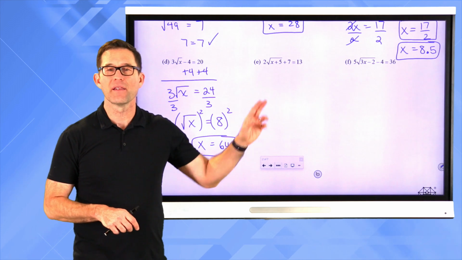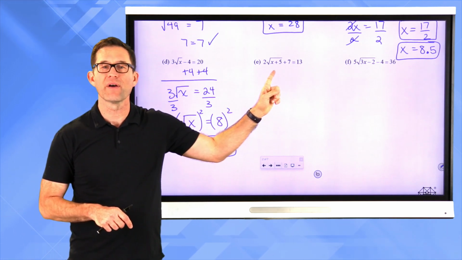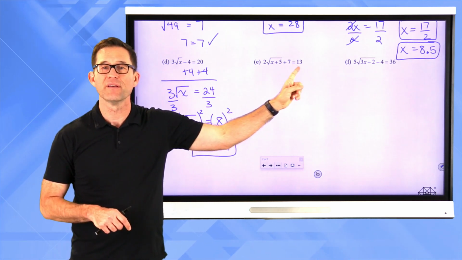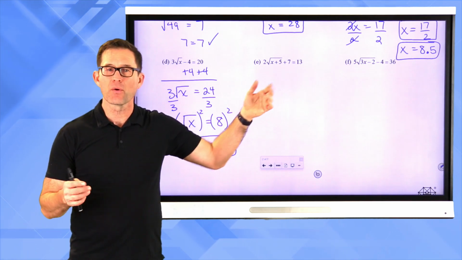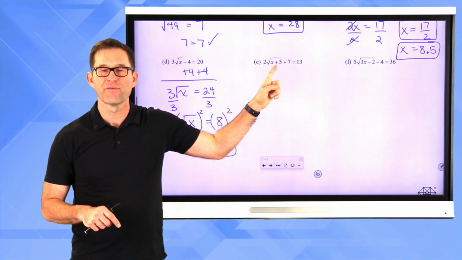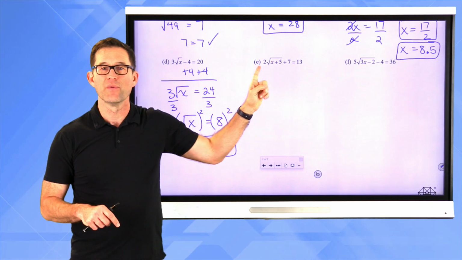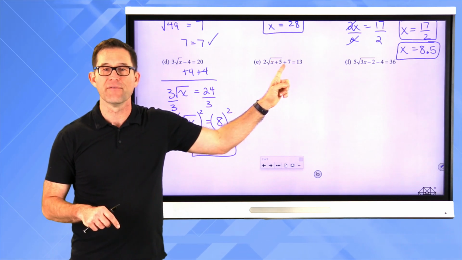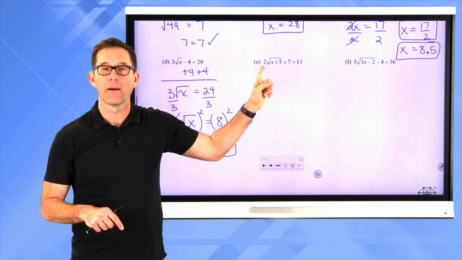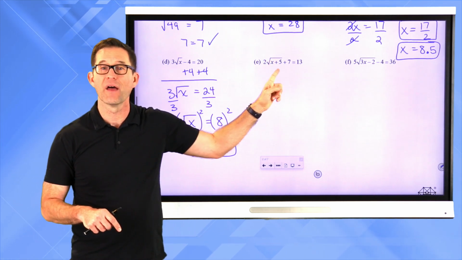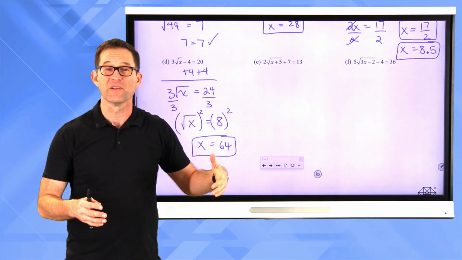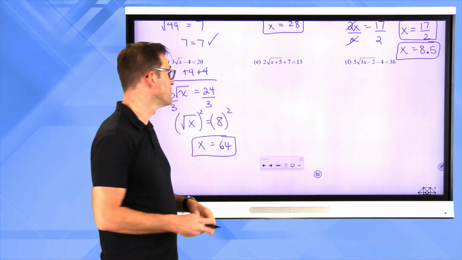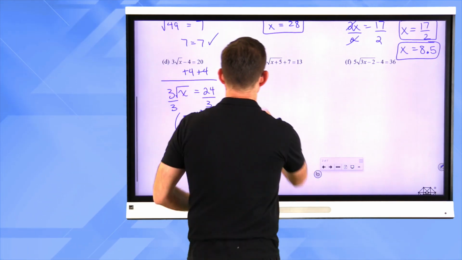All right, let's talk about letter E. We've got 2 times the square root of x plus 5 plus 7 is equal to 13. So I think about order of operations. I've taken x, I've added 5, then I've taken the square root, then I've multiplied by 2, then I add 7. So I'm going to subtract 7, divide by 2, square, and then subtract 5. Literally, I can just lay out my equation solving steps right like that.